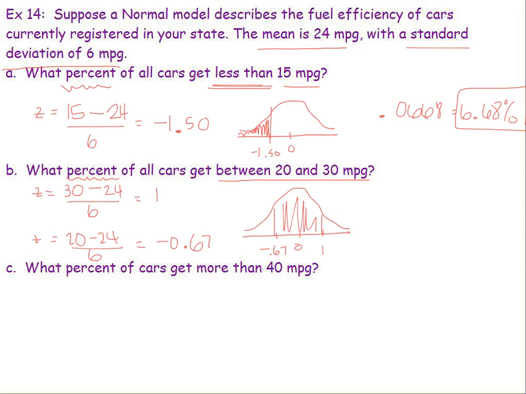So, go for the number 1, go to your positive side, go down to 1.0, and then go over to 0, and I get 0.8413. Then flip over to the negative side, go down to negative 0.6, go over to the 7 slot, and I get 0.2514. And we are subtracting.